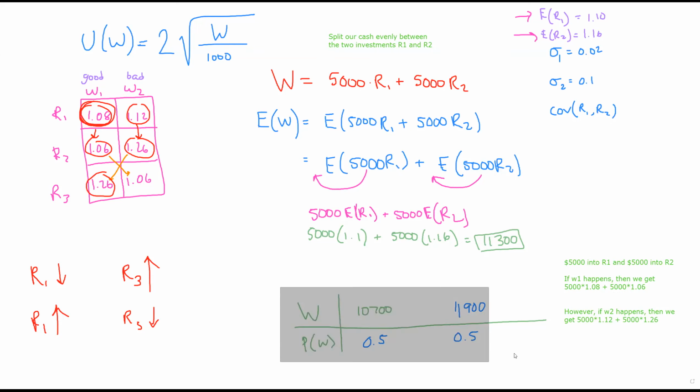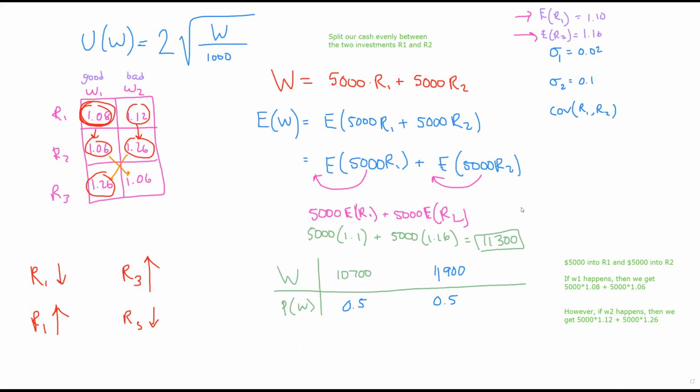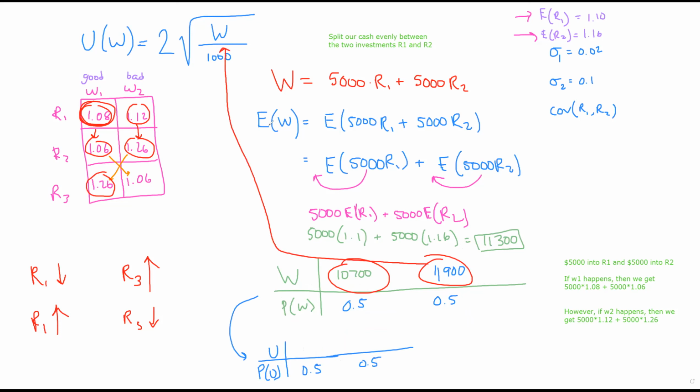Don't forget, these are wealth values. These are not utility values. So I need to convert this to a utility table. How do I do that? I just take the wealth values that I've been given, circle these in red, and plug them into my utility function above.